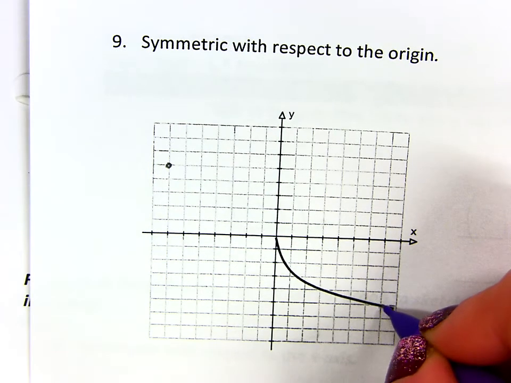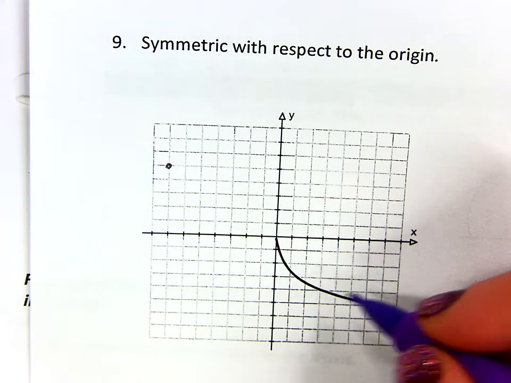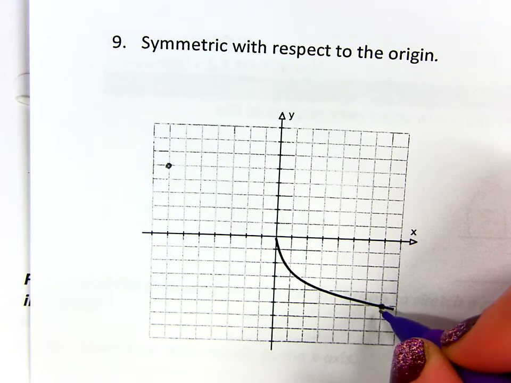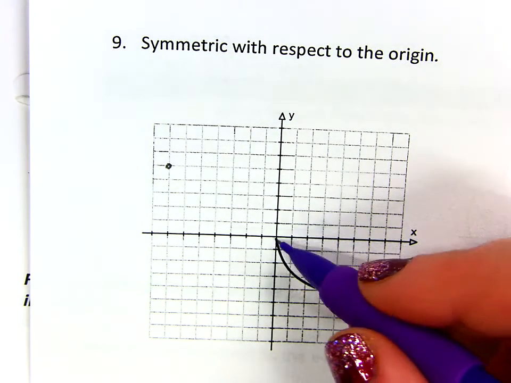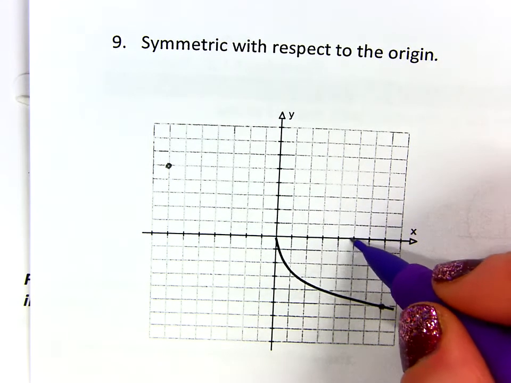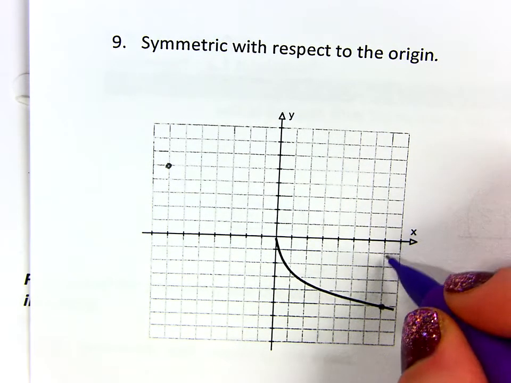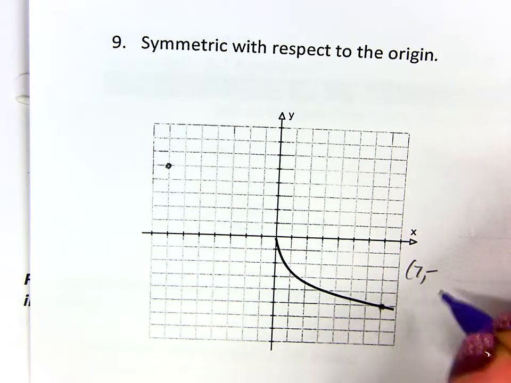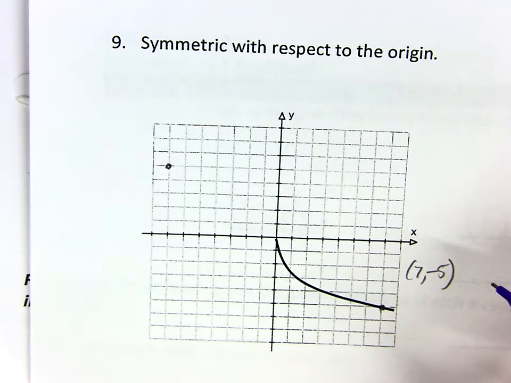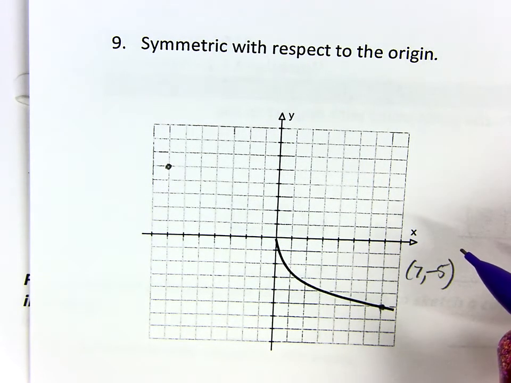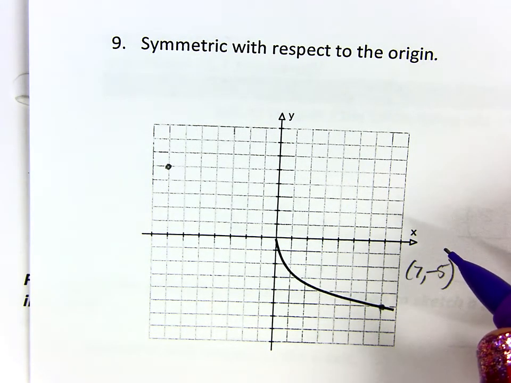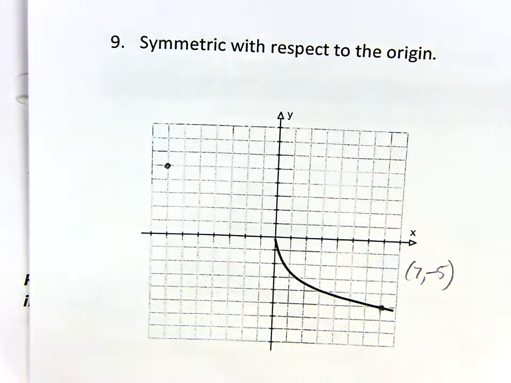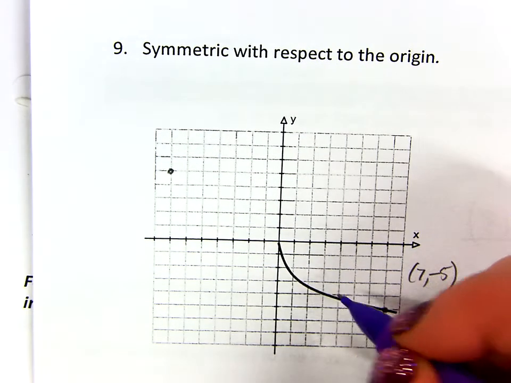Remember, if you're going to reflect over the origin, I kind of just did that. I found a nice point on here, and then I took, so I don't know what that is. 1, 2, 3, 4, 5, 6, 7. 7, negative 5. So I know that if I'm going to make it symmetric over the origin, that means I have to have negative 7, positive 5 on the other side. So that'll just kind of help me sketch my graph.